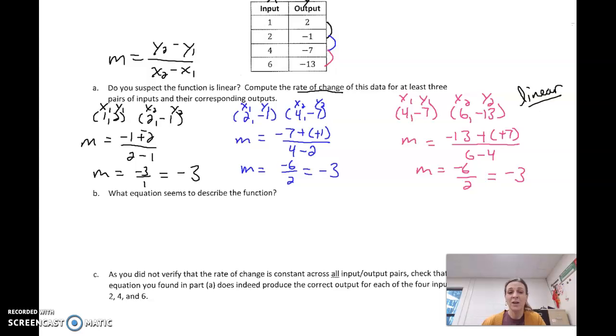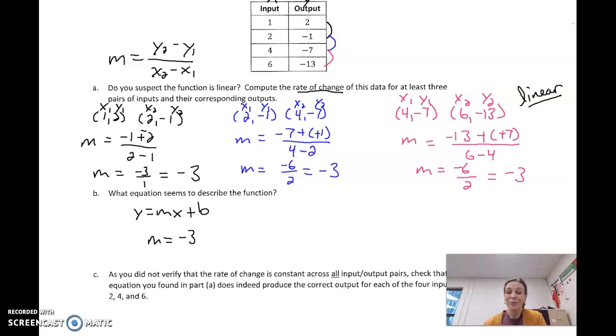But now it says, what equation seems to describe the function? So we're taking it to the next step. Remember, I said at the beginning we want a deeper understanding of these functions. We want to write the equation, write the rule, write the function, whatever it says here. I think we've done this before when we were putting things in slope-intercept form. We know we have y equals mx plus b. We have our m. M is negative 3, our slope. We don't have our y-intercept.